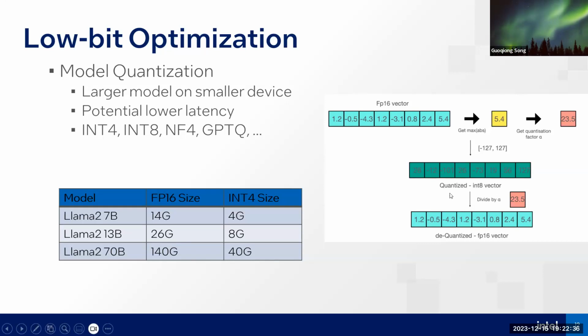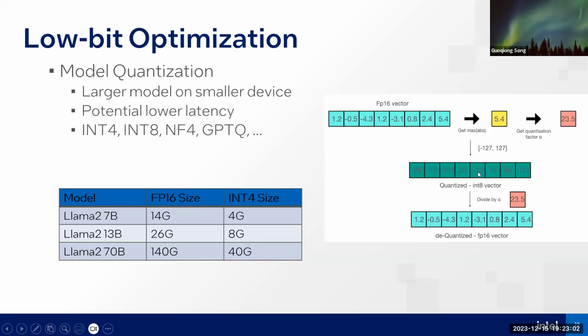Does that make any sense to you guys? So we just do this one calculation and we put this vector into a smaller size, from FP16 to int8. It's just half of the original. We can do the same thing with int4, or sometimes we have even tried int3, but here is just an example.